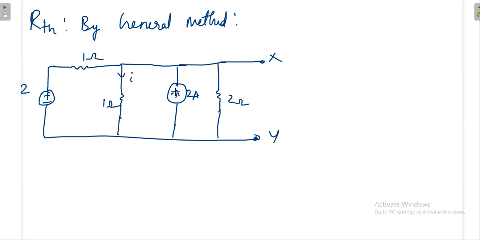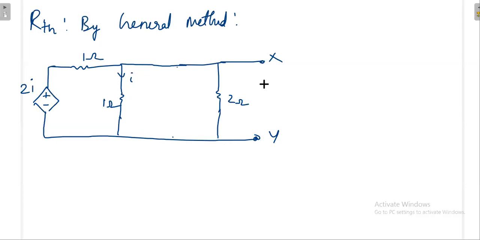Okay, so this is the question. I am going to find out R Thevenin directly. What is the procedure? Remove the load. Remove the effect of the independent sources. Out of this, this one is like dependent sources, this is like independent sources. So I have to remove the effect of independent sources. Now the independent source is the current source. Okay, I have removed it.